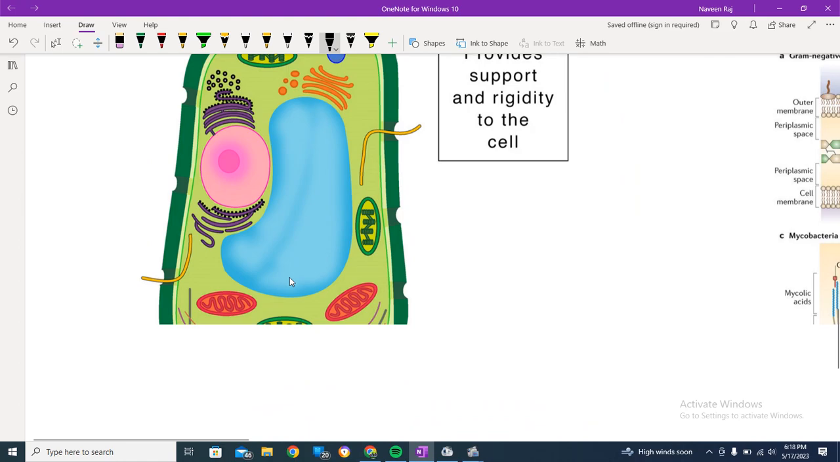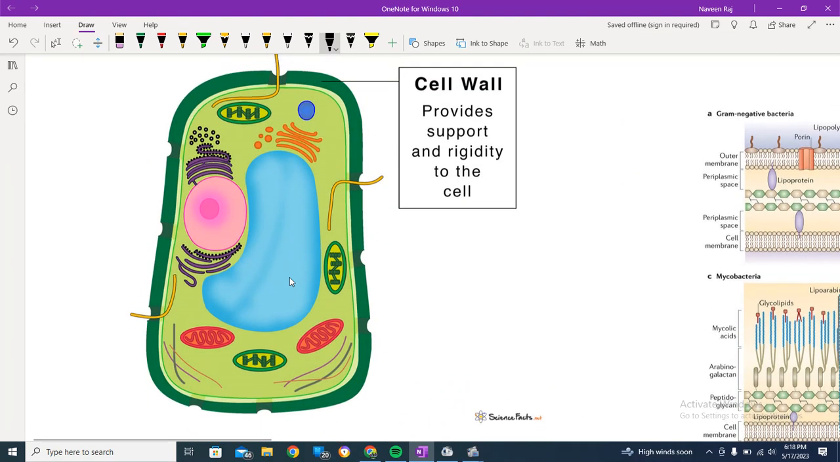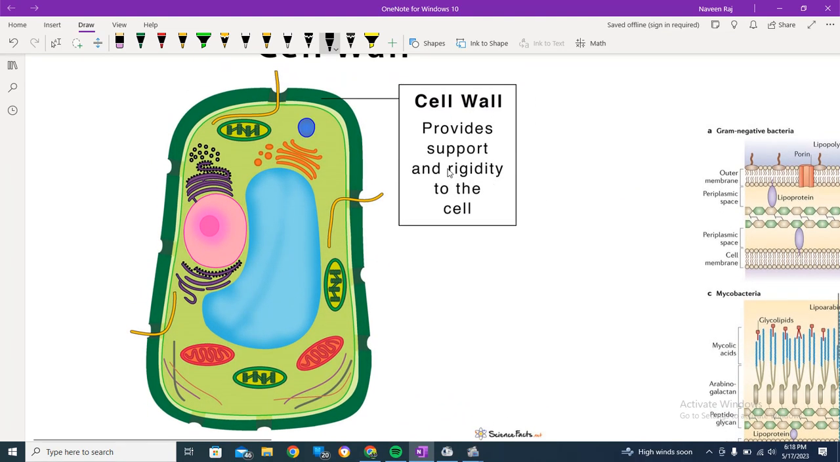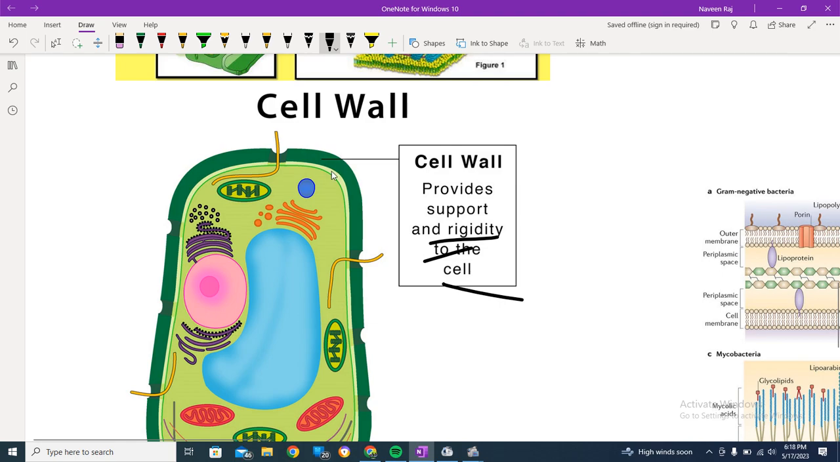Now here you can see a plant cell, and this provides support and energy to the cell. Yes, this is common, but what I am trying to make you notice is the cell wall. As a medical student, observe how it looks, and of course it makes sense that this is providing protection and all that stuff.